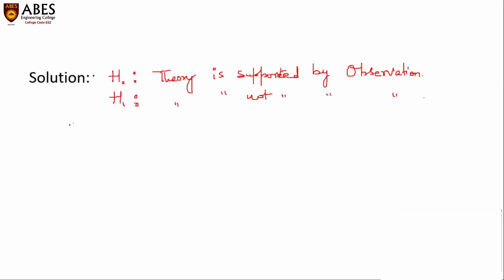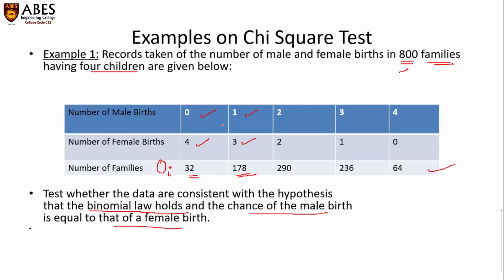Next, alpha, that is level of significance. Since it is not mentioned in the question, in general we take it as 0.05, which is 5%. Next is beta, that is degree of freedom. Since we are going to verify binomial law, it will be equal to n minus 1, where n is number of categories. Now see, how many categories do we have? We have 5 categories in which data distribution is given to us. Let us mark these categories as category 1, 2, 3, 4, 5.